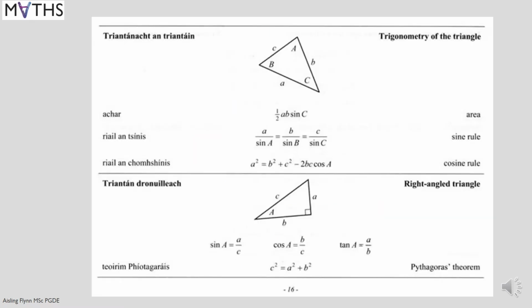When you need to use it, if you want to check you have it correctly, you can go to the trigonometry pages, page 16 of your formula and tables book, trigonometry of the triangle, and you'll see the area formula. It's available here.